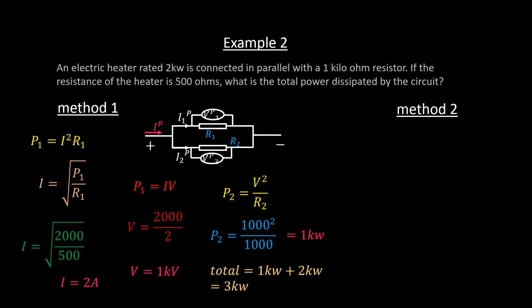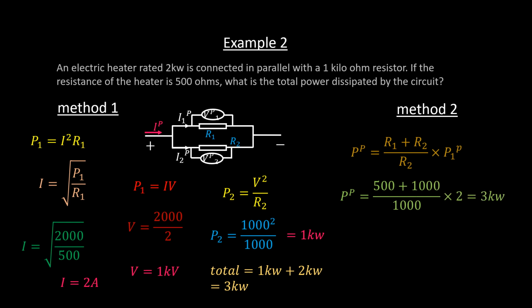Method 2. We simply use the power divider rule P equals sigma i times Pi, which gives the same 3 kilowatts. I don't know about you, but I think this is a great achievement of this model.